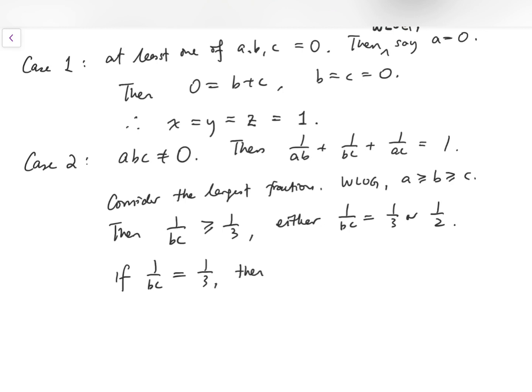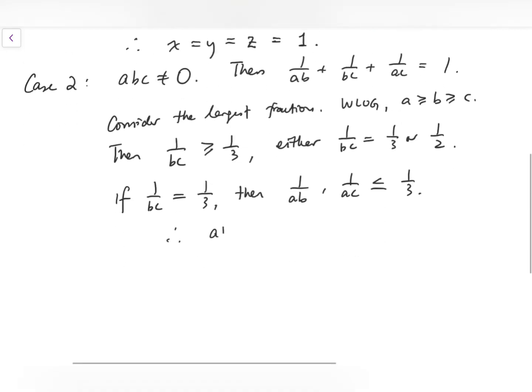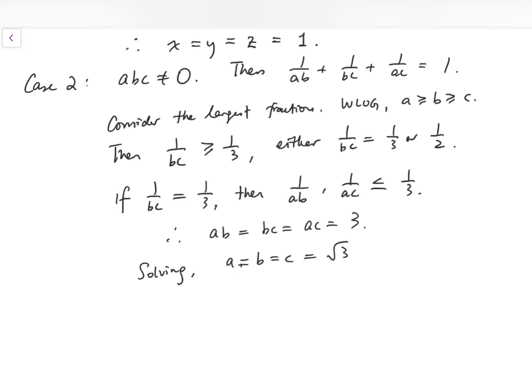Then the other two is less than or equal to 1/3, and because the sum of these three fractions must be 1, they must take the maximum case. Therefore, all the products must be 3. And so solving, you can multiply and take the square root, you realize that A, B, and C all have to be root 3. But that's absurd because we are looking for integers. So we can't have this case.